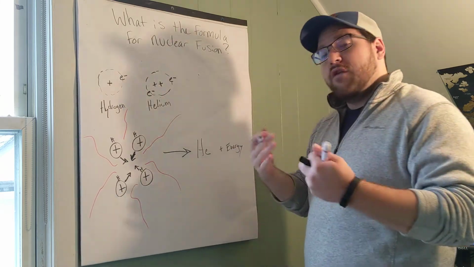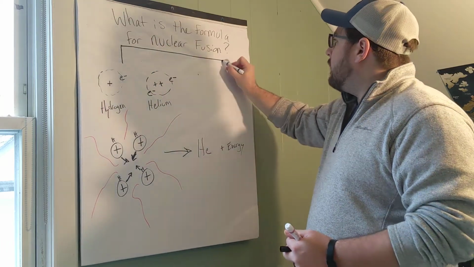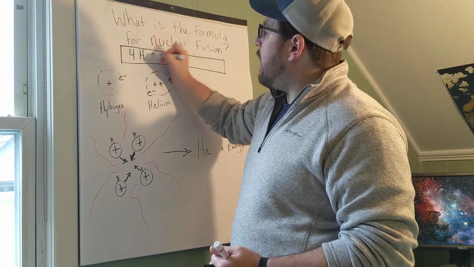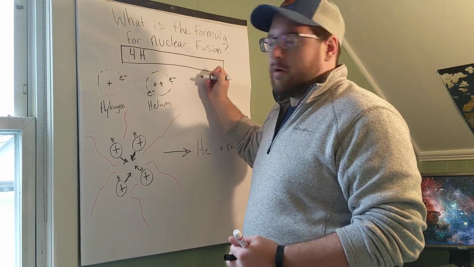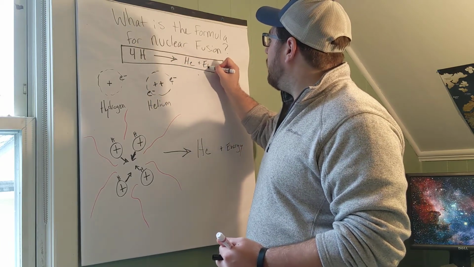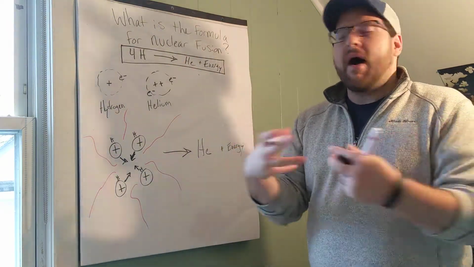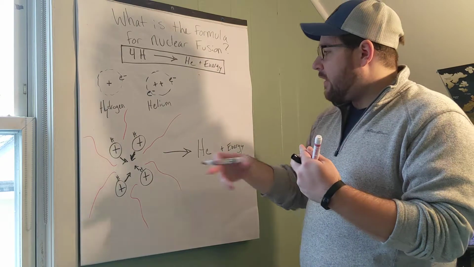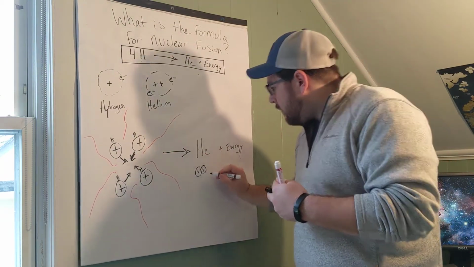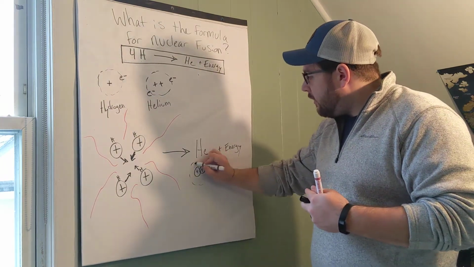So in other words, the formula for nuclear fusion, the answer to that question, I'll put in this box here, is 4H yields helium and energy, meaning that we had 4 hydrogen atoms combined together, and through the process we get a larger nucleus. So now we have these 2 nuclei stuck together into a singular helium atom.